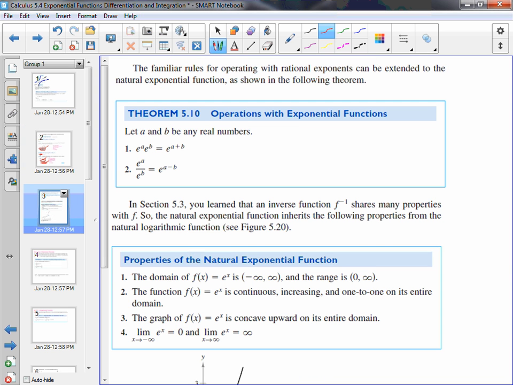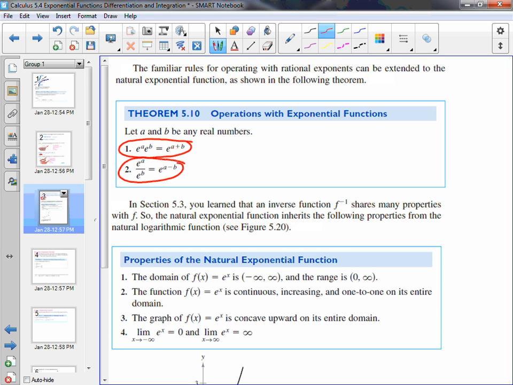All right. Now, the familiar rules for operating with rational exponents can be extended to the natural exponential function as shown in the following theorem. You know how, if you had two factors with the same base and you were multiplying, you would add the exponents? That still works even if the base is e. And if you were dividing two factors with the same base, you would subtract exponents. That still works even if the base is e. Okay?